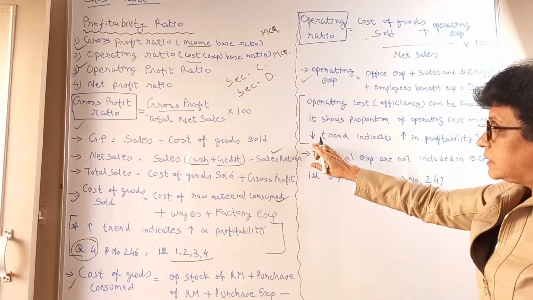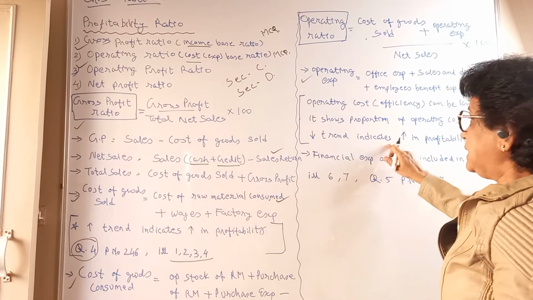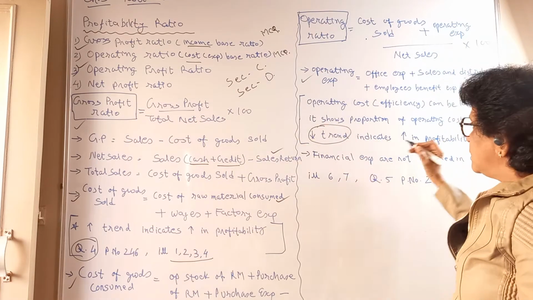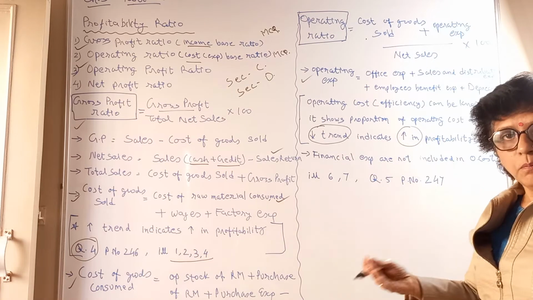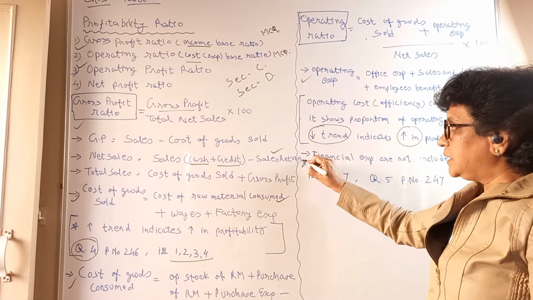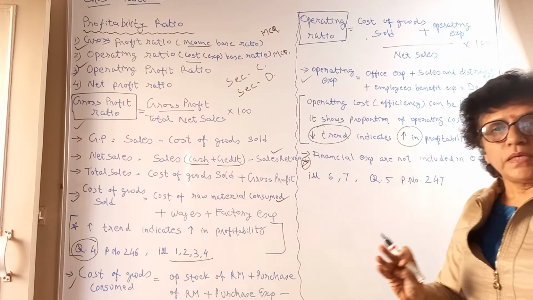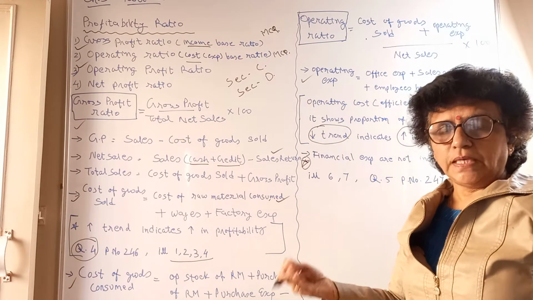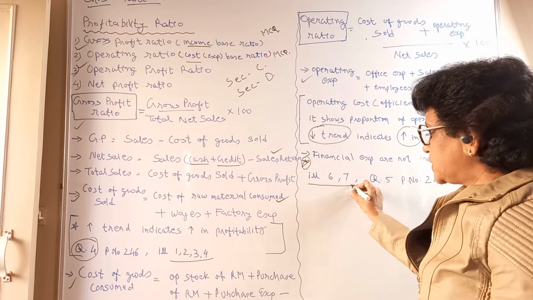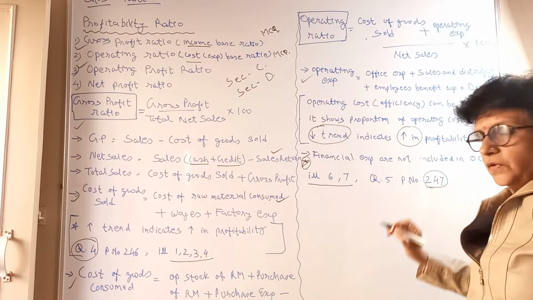Okay. Here the conclusion you need to know very well. The decreasing trend indicates an increase in profitability. If your cost is less, definitely your profit is going to be more. That is the conclusion of this ratio. Now, very important what you need to remember is that financial expenses are not to be included in operating cost. So any financial expenses are to be excluded. This you can know from illustrations 6 and 7 of your textbook and question number 5 on page number 247.